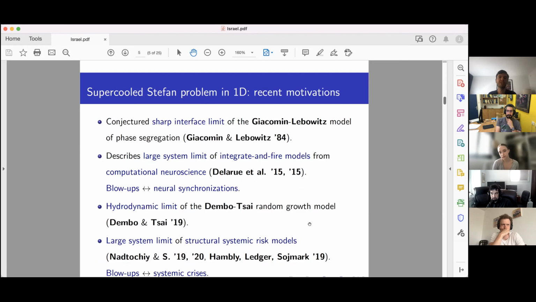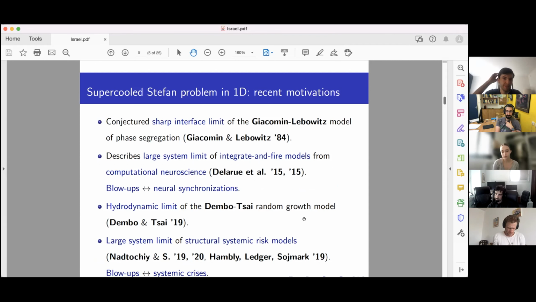All right, so I'll go into the analysis of the problem in just a second. What I want to mention is that these kinds of free boundary problems and the irregular versions of those, so the supercooled versions of those, recently appeared in many different places, kind of independently of the experiment that I showed you.